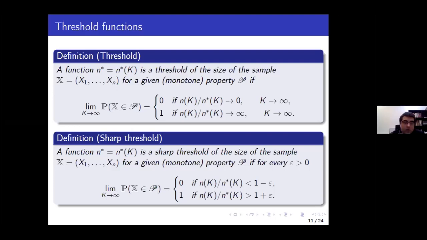But if I am correct, n is the sample size that depends on k, and k is the size of the graph. Yes, mostly k. Here we will use k as the size of the discrete space, but originally it was the number of vertices. So to be precise, this sample size will be n as a function of k. This n is the same n in the definition and in the limit definition. Yes. The n and n of k are the same in these definitions. Yes. Thanks, Victor.